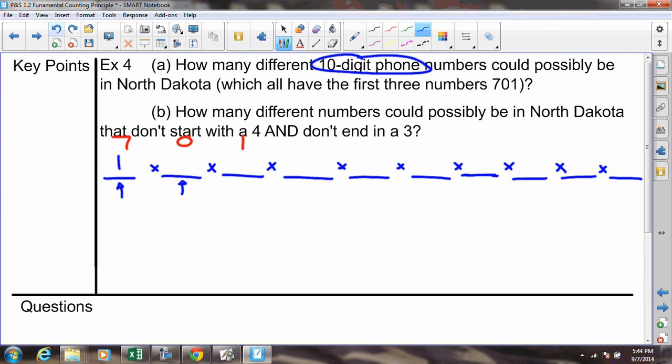And when you go to the second number, how many different choices do you have available? How many different things might it be? Again, since we're forced to be in North Dakota, only the 0 can work. We have only one option. It must be the 0. And same thing for the third number. It must be a 1, so there's only a single choice. After that is where things get a little bit more interesting.